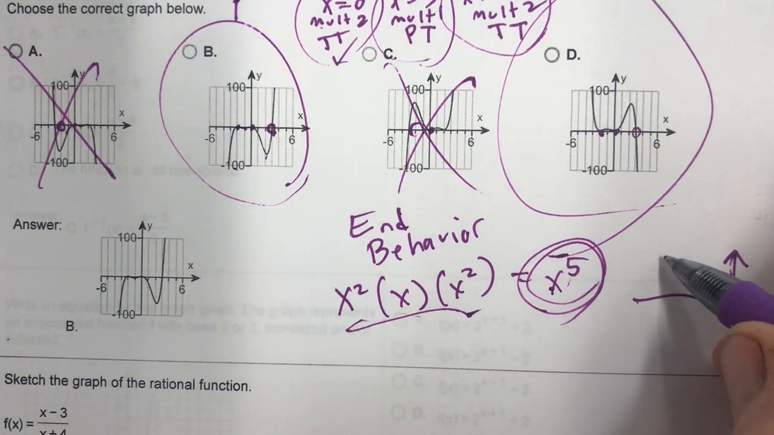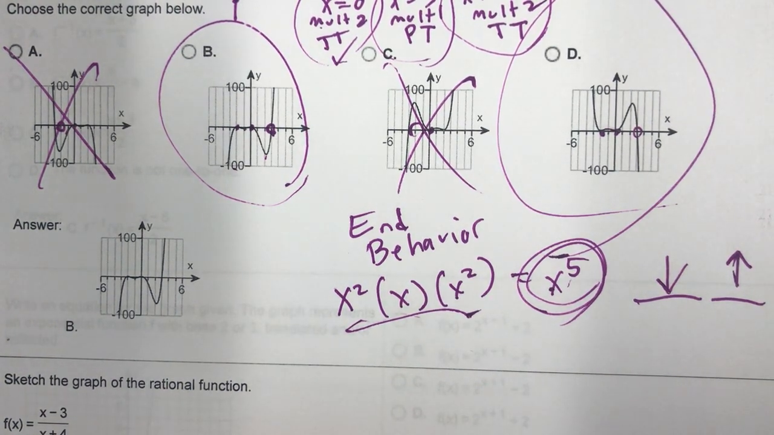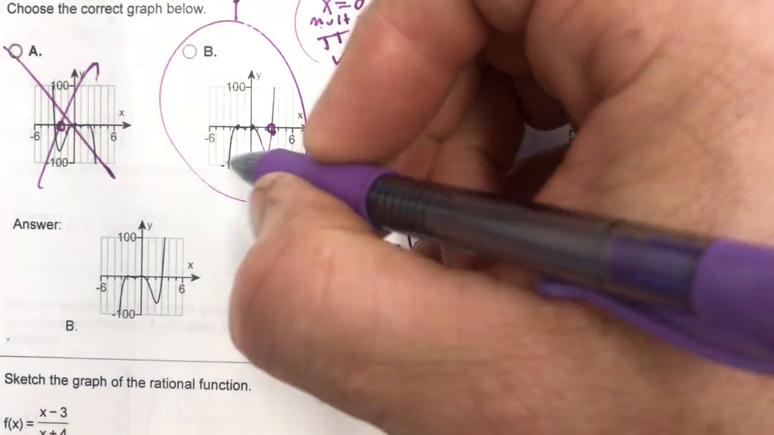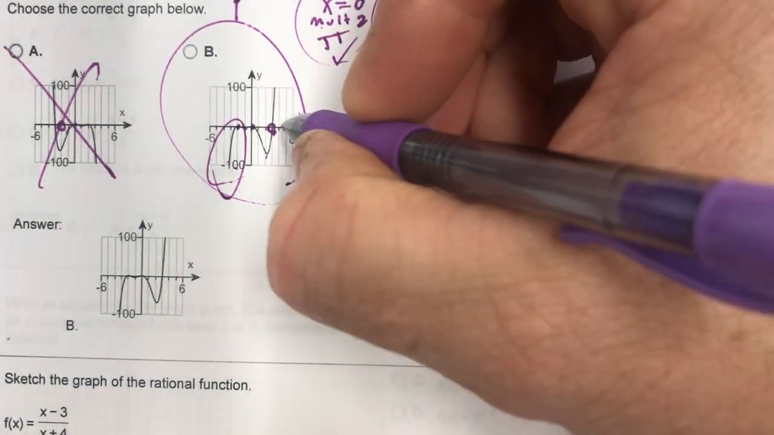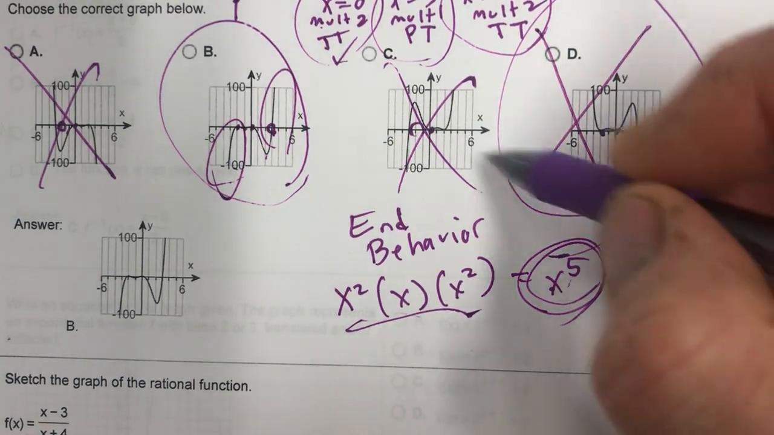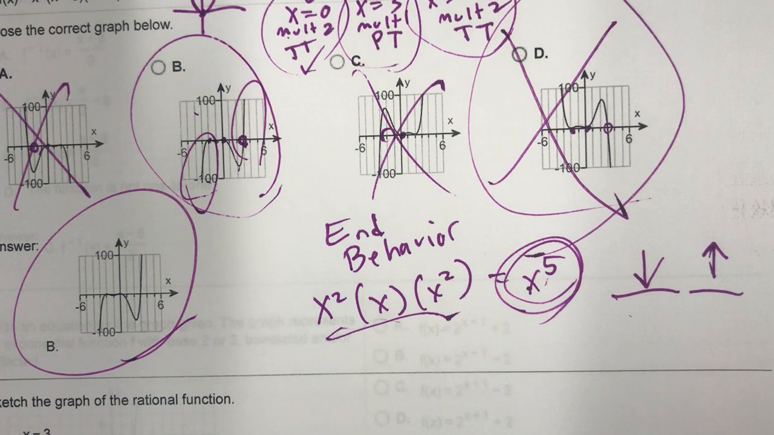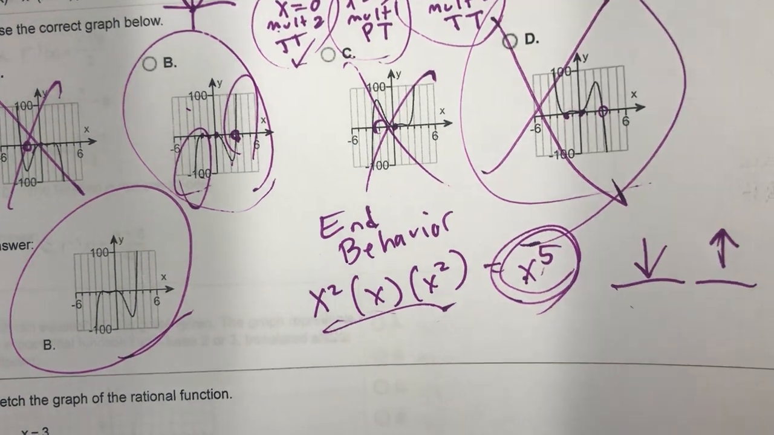And since it's an odd power, the left side does the opposite. It's going to have to go down. And so here's what you should have in your graph. On the left, it goes down, which clearly is what this does. And on the right, it goes up. See, this is the opposite. Answer is B. Okay, so that took a little bit of time there, but it's not really difficult.